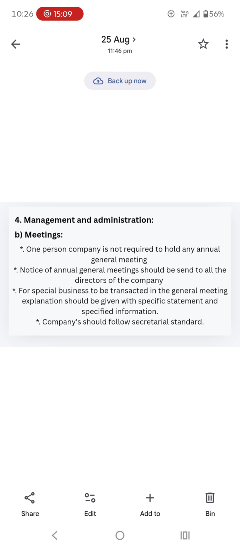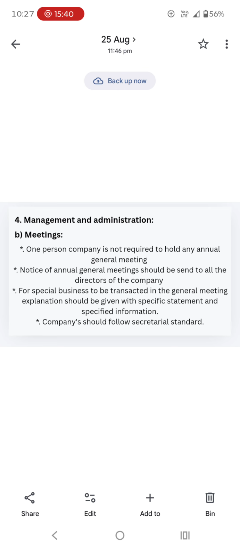Second point is notice of annual general meeting should be sent to all the directors of the company. If it is a big company, private, public, listed, unlisted, whichever the company it is, when the annual meeting is done, they should send the notice to all the directors or the shareholders, investors. They have to send a notice to them for the annual general meeting.